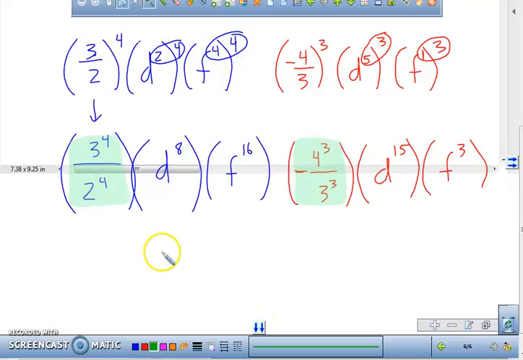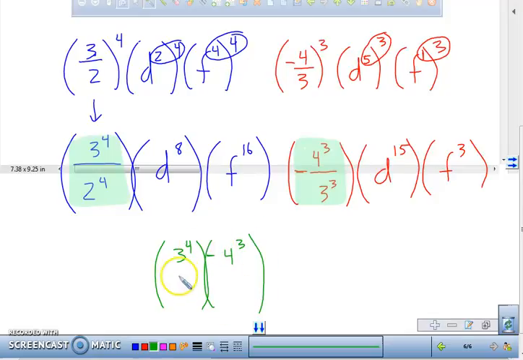Here we go. Right here, I have a 3 to the power of 4. Over here in the numerator, what do I have? I have a negative 4 to the power of 3. They're all being multiplied together, correct? Here we have 2 to the power of 4, and here we have 3 to the power of 3. So let's think about how we can simplify this without even having a calculator.